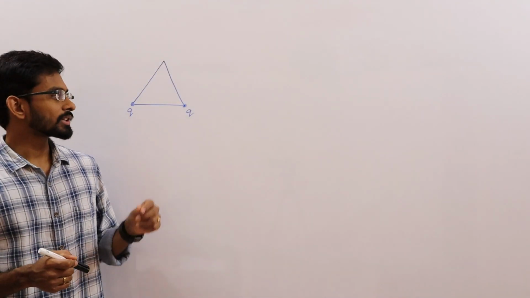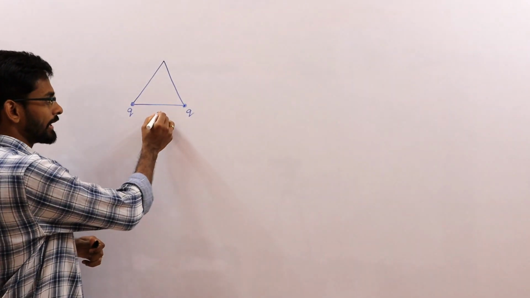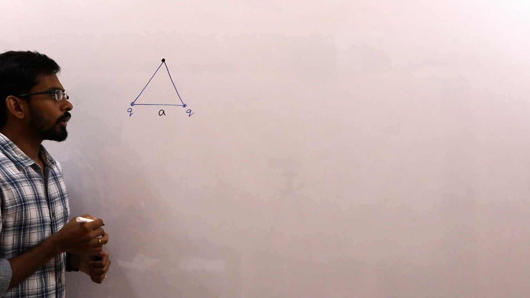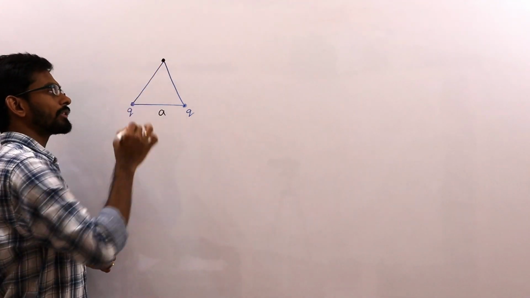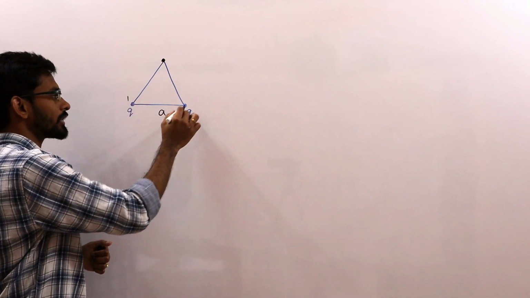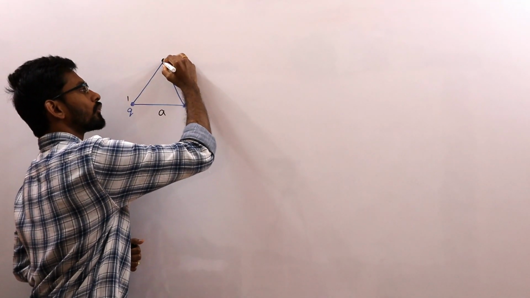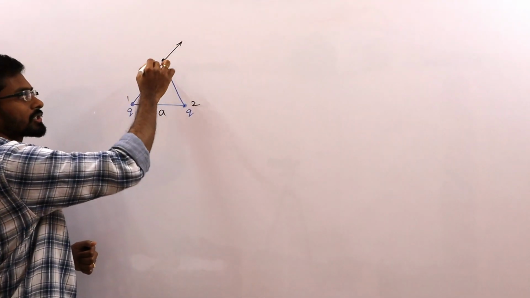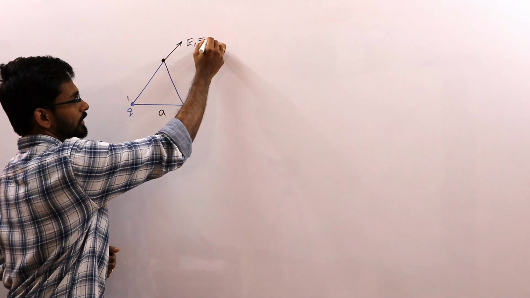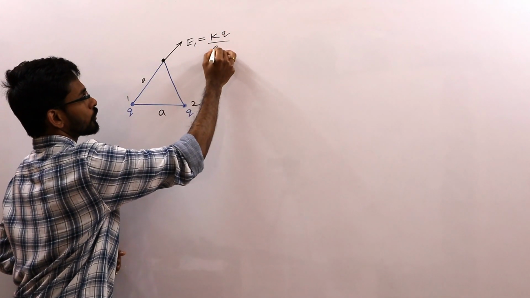So first case, let us consider two identical charges located on the vertices of an equilateral triangle of side A. Now let us calculate the electric field at this vertex. To calculate the electric field at this point, first let us calculate the electric field due to these two charges individually. Let us say this is charge 1 and charge 2. Now the electric field due to this one will be in this direction. Due to a positive point charge, the electric field is radially outwards. Let us say this is E1 and it is equal to K into charge Q by distance A, so KQ by A square.